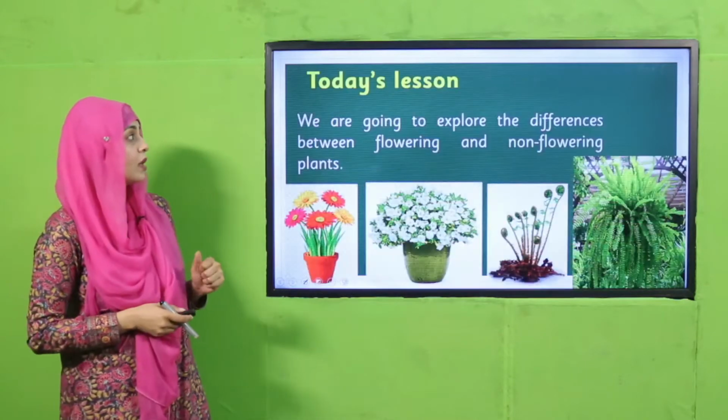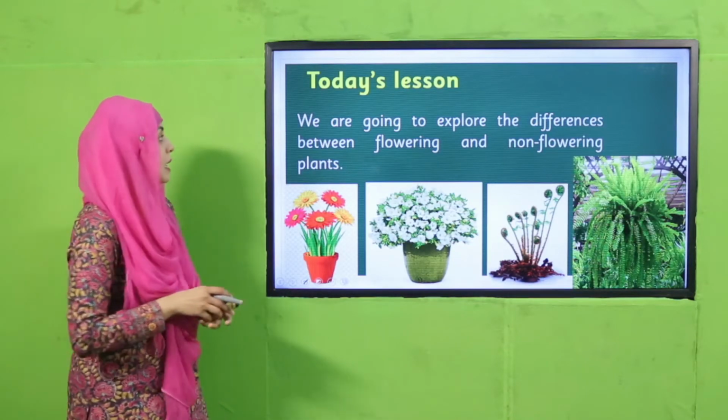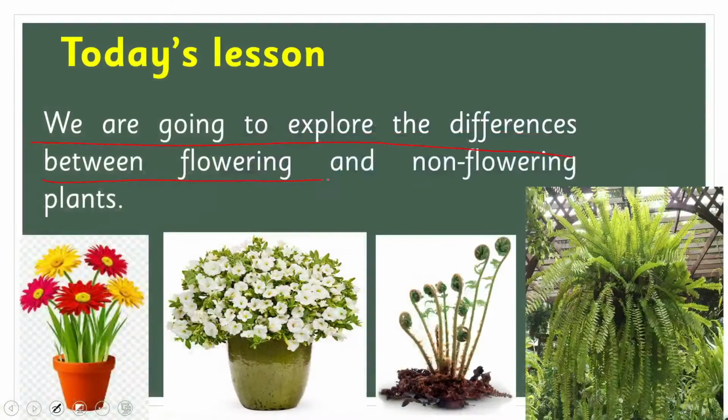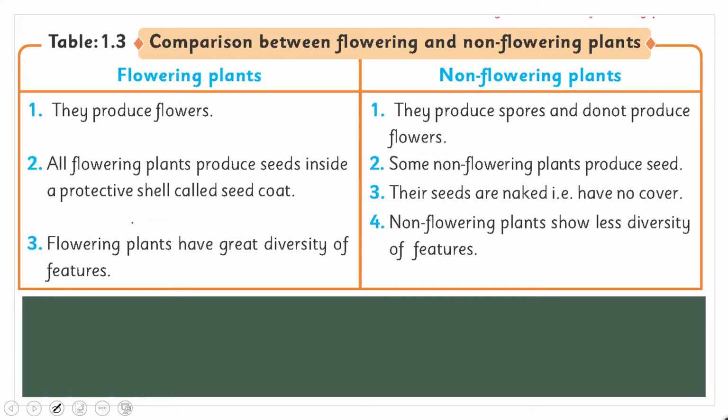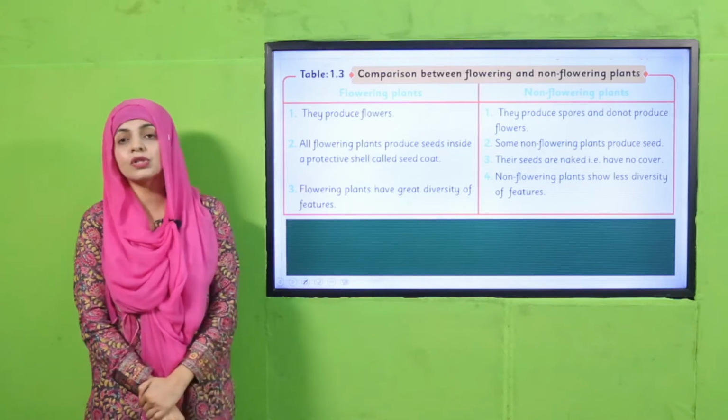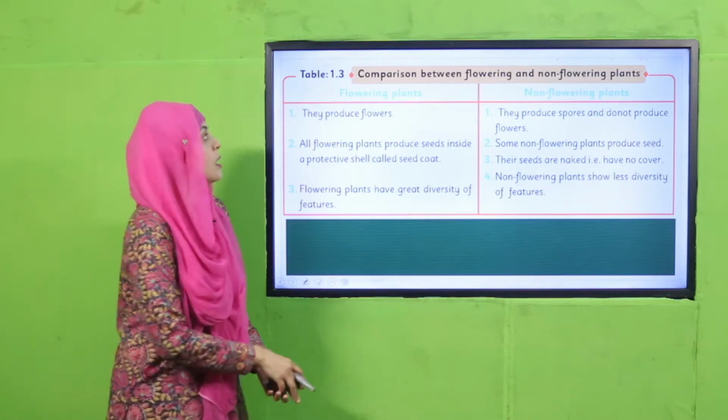So my dear students, let's move forward. Today's lesson is about the differences between flowering and non-flowering plants. So today we have to study the differences between flowering and non-flowering plants. Quickly open the page comparison between flowering and non-flowering plants in chapter number 1. Pause the video and open the page. I hope everybody has opened the page. So my dear students, let's quickly read it out.